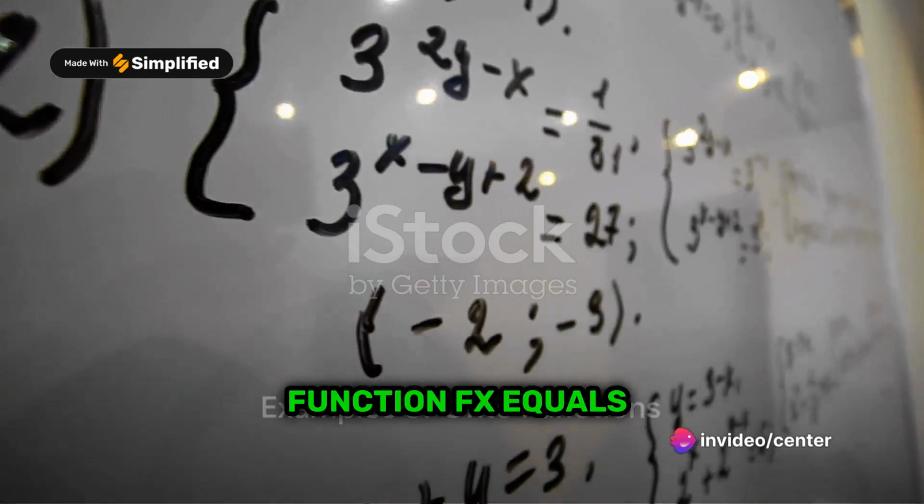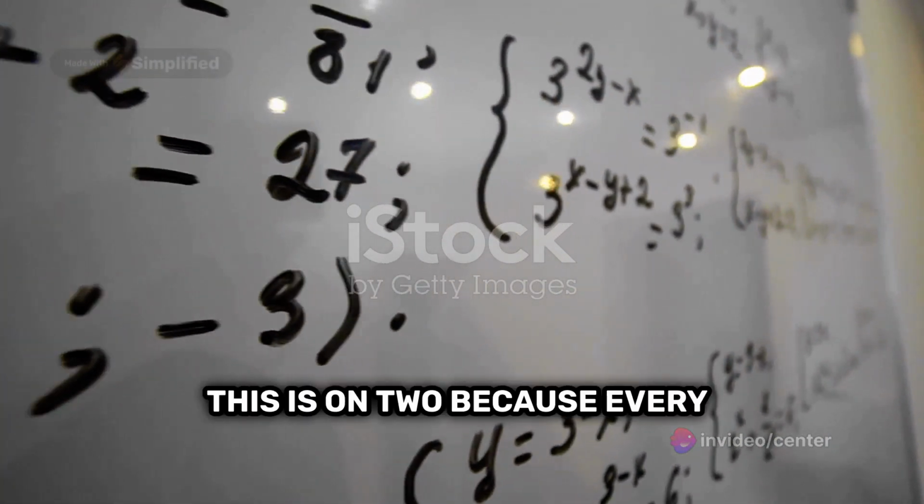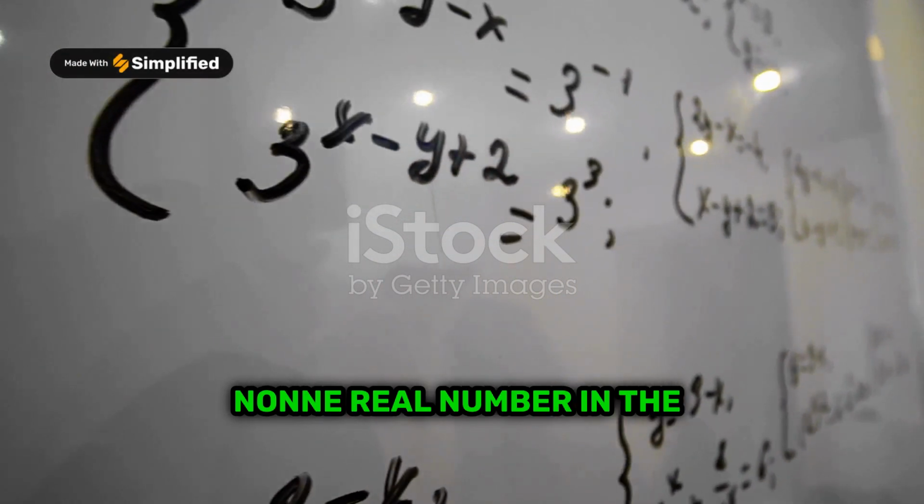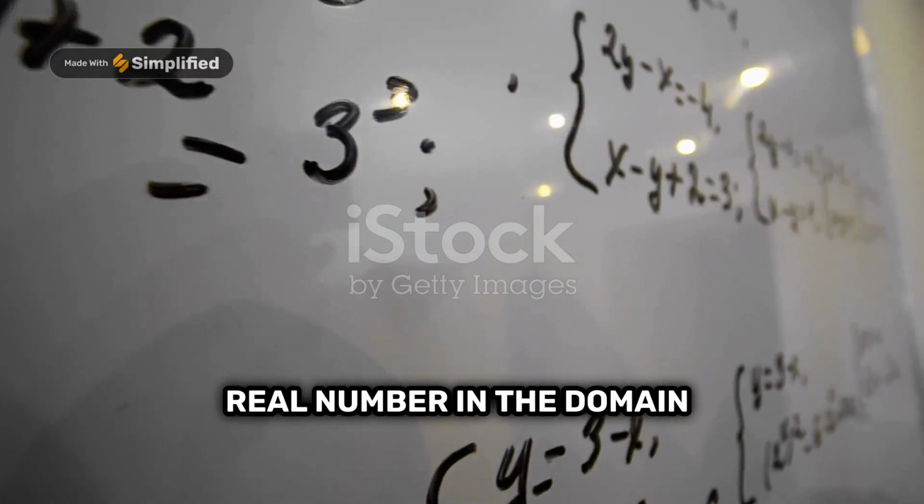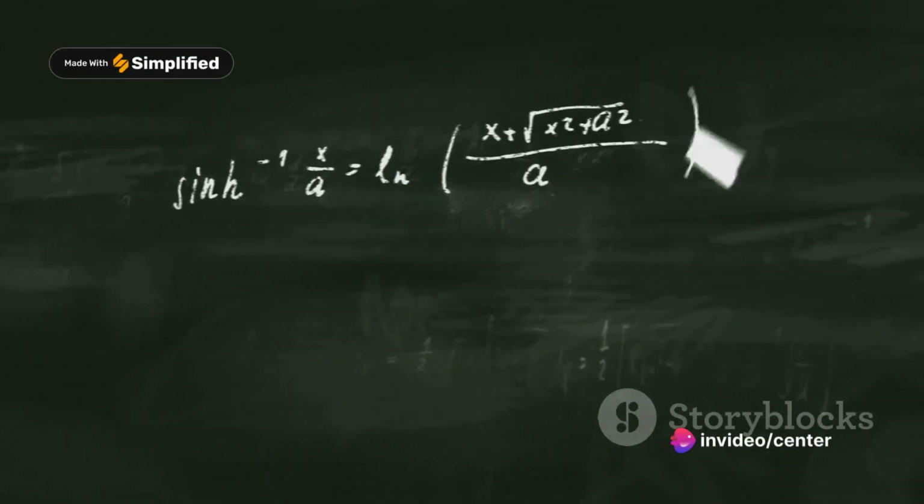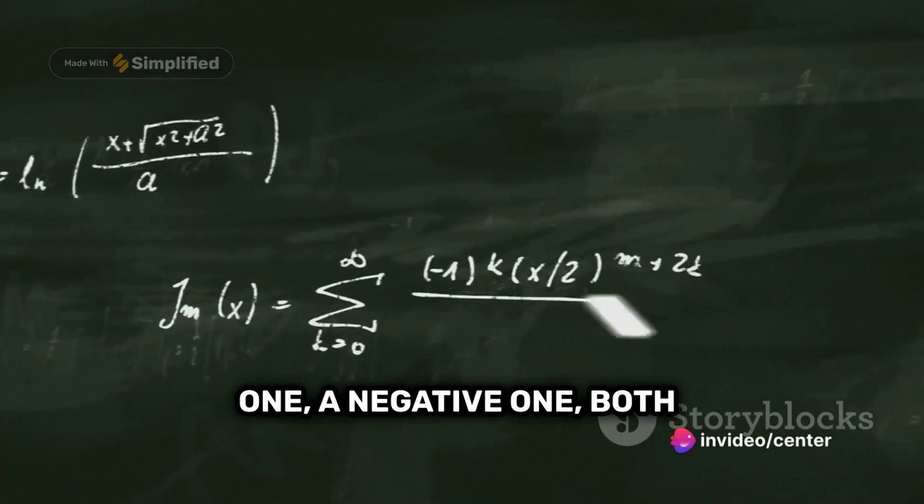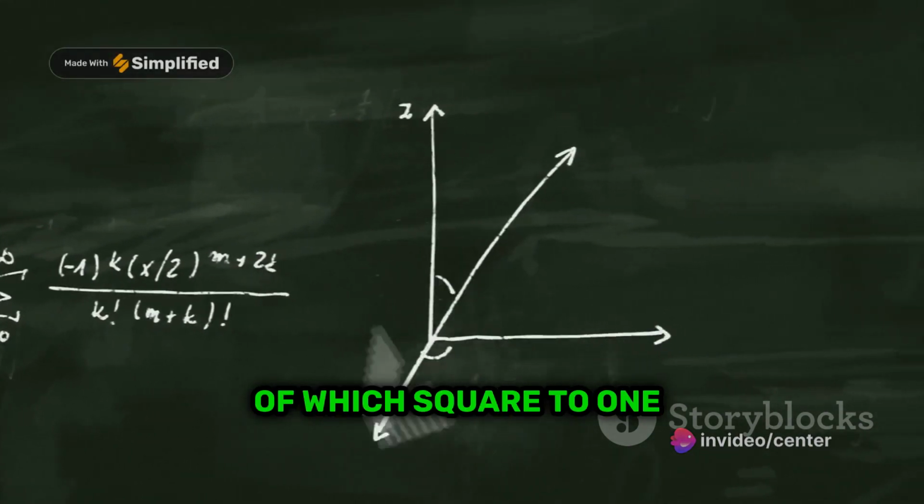Take the function f(x) equals x squared. This is onto because every non-negative real number in the codomain has at least one real number in the domain that squares to it. For instance, the number 1 in the codomain has two corresponding elements in the domain, 1 and negative 1, both of which square to 1.